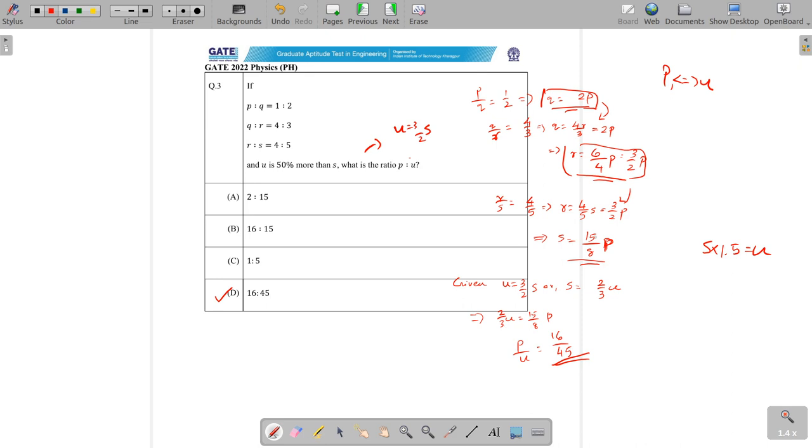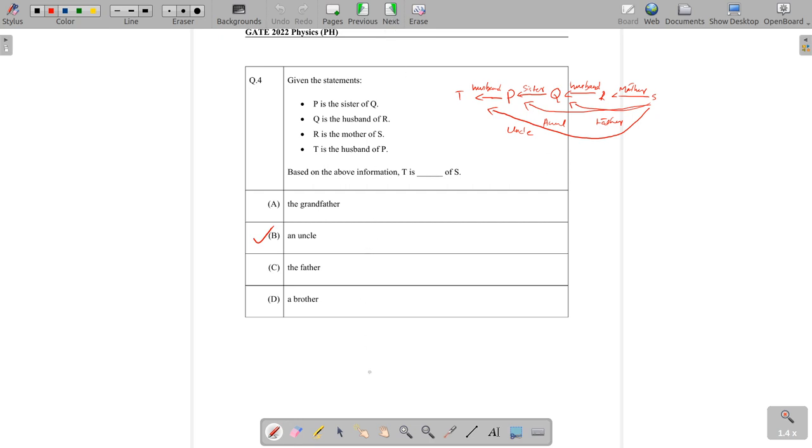So they are asking what is the relation between P and U. P is here and U is here. Now you connect them. 2 by 3 U equals 15 by 8 P, the final relation. That will give you P by U is 16 by 45, and that is the right answer, 16 by 45. So these kinds of questions, if you practice, you can maintain time. You can take more time for the physics questions, and these GA questions, if you try many question papers, you can do faster.